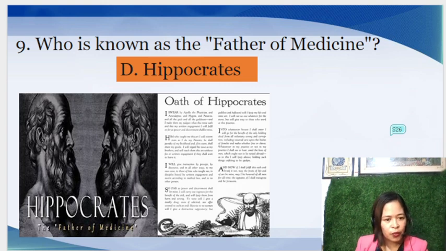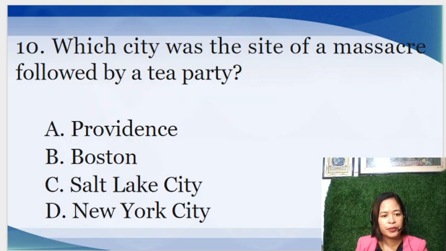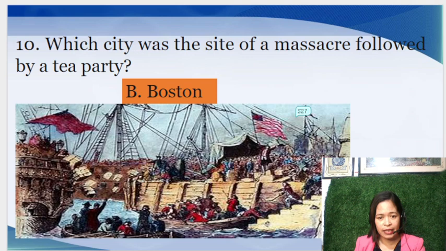That was question number 9, right? So we go to question number 10. Which city was the site of a massacre followed by a tea party? A. Providence, B. Boston, C. Salt Lake City, and D. New York City. The answer is letter B.